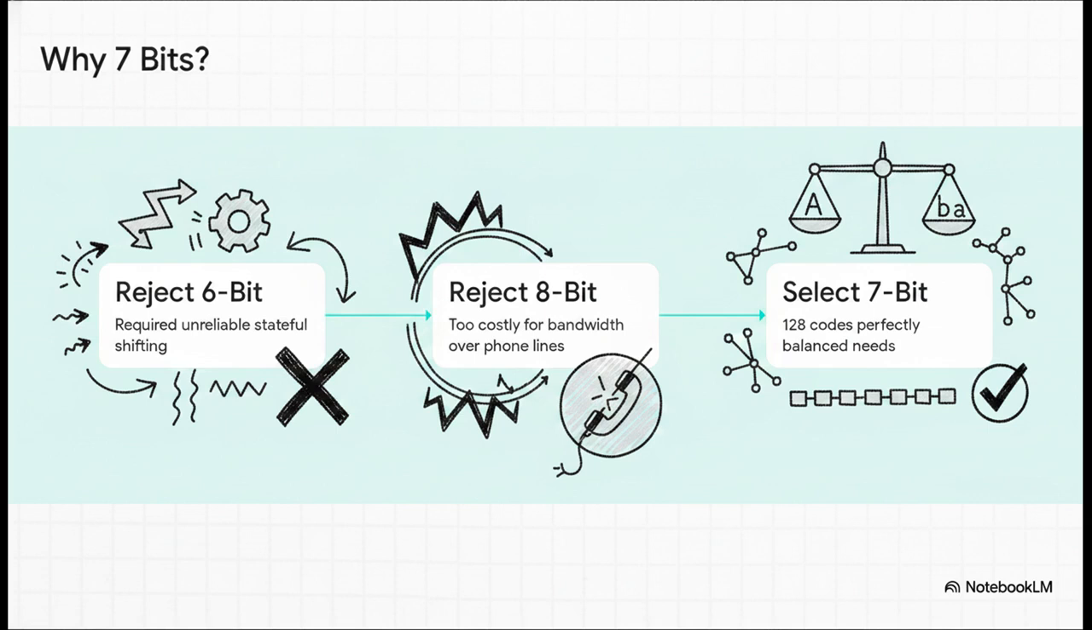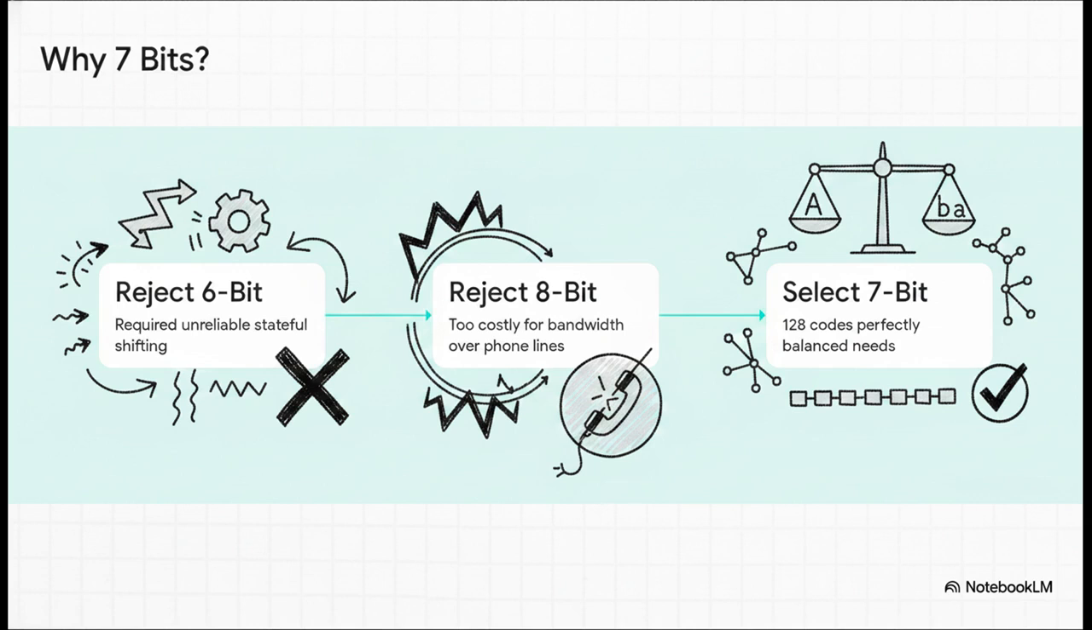So why did they land on exactly 7 bits? Well, first off, 6-bit codes still required that highly unreliable shifting we were just talking about. Second, they looked at 8-bit octets, but those were simply way too costly for data transmission over the incredibly noisy phone lines of that era. So step 3, the 7-bit system stepped in. It provided 128 codes, which perfectly balanced the need for a full uppercase and lowercase alphabet with the strict bandwidth limitations of the time.